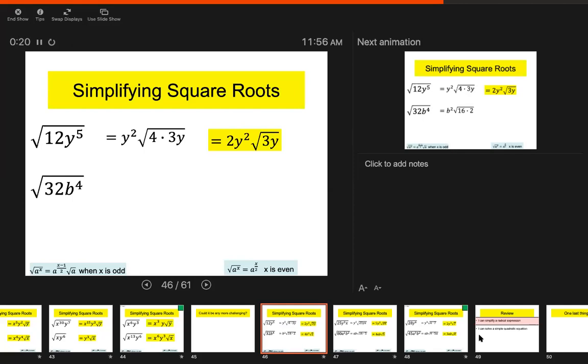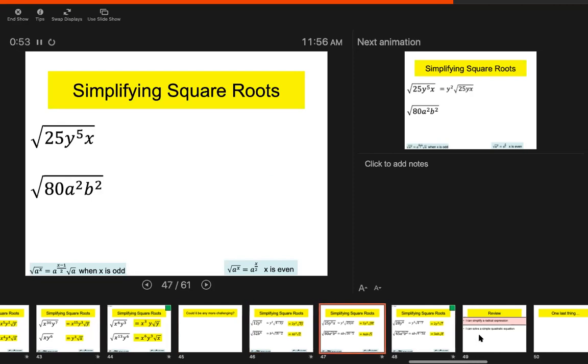All right, let's see if I got the second one right. B to the 4th is even. That's easy. So that's going to be half of 4 is 2. So b squared on the outside. And 32 can be written as 16 times 2. Square root of 16 is 4. So 4b squared, square root of 2. Complaints? Anybody? I'm lost. I don't know what you did there.